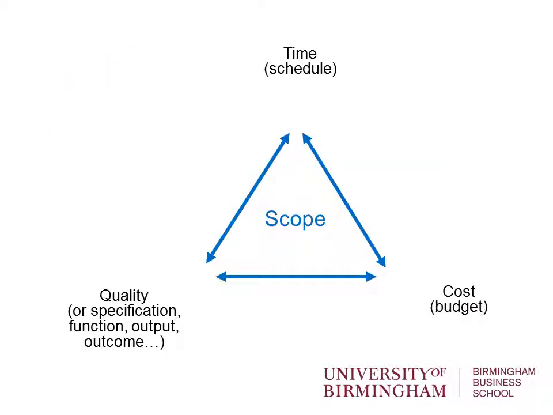Okay, so I talked earlier about the iron triangle, and it's the notion of an iron triangle, which suggests rigidity. Well, here's what I've got here, a triangle. You've got time, cost, and quality, I've said, or specification, or function, or output, or outcome, whatever it wants to be, but it's some kind of deliverable. Okay, so, and in the middle there, flexing this, I've got scope.